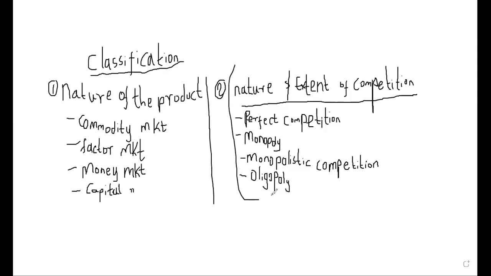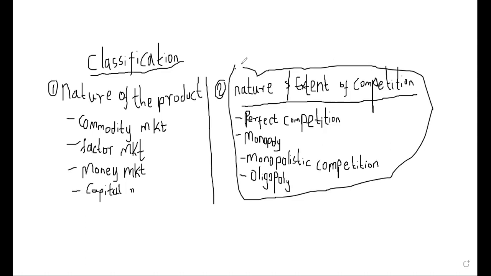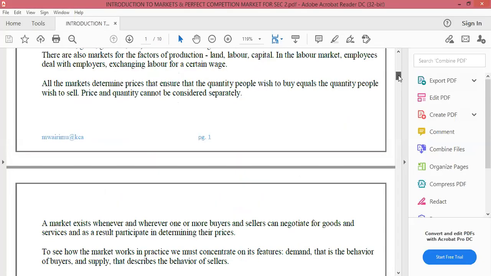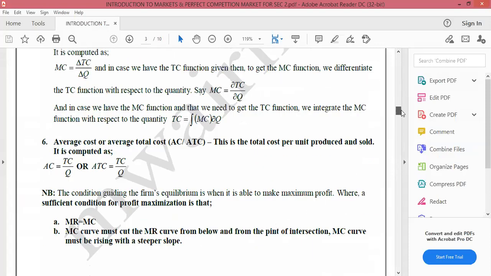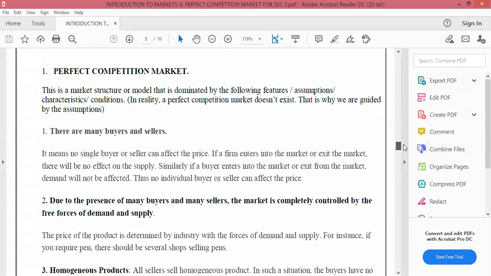So in our discussion class, I wanted to look at this particular area. This is what will base our discussion for today as far as the market structures are concerned. So we go back to where we were, and I wish to start with what we call the perfect competition market.